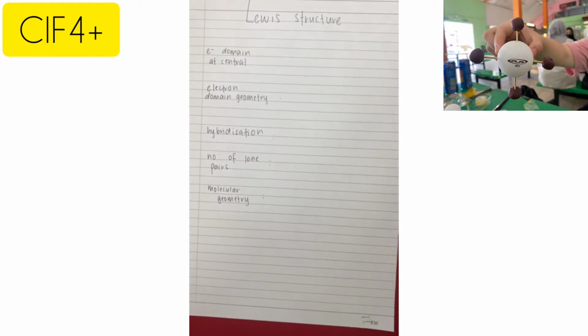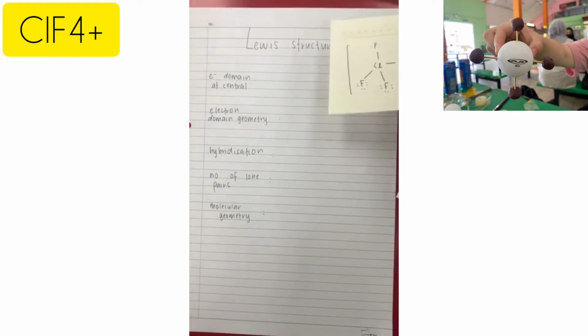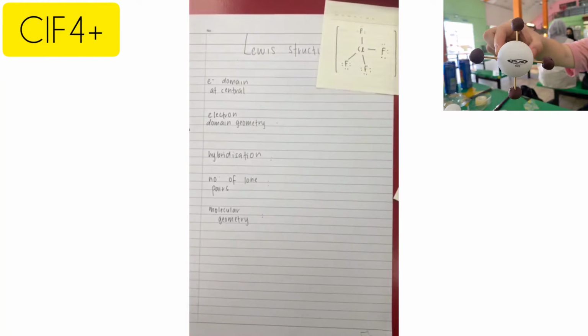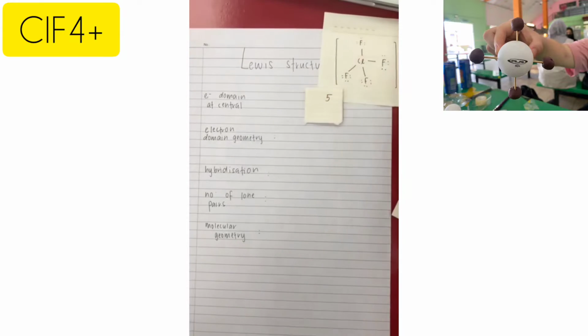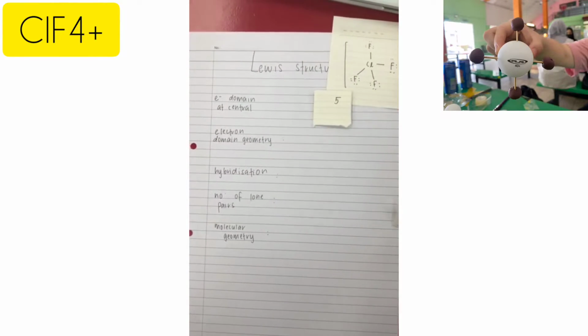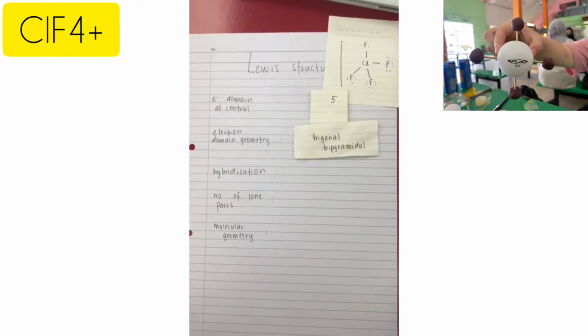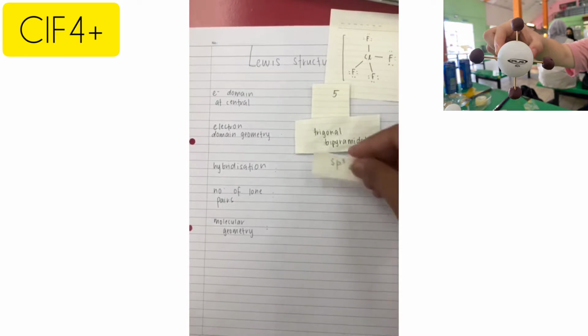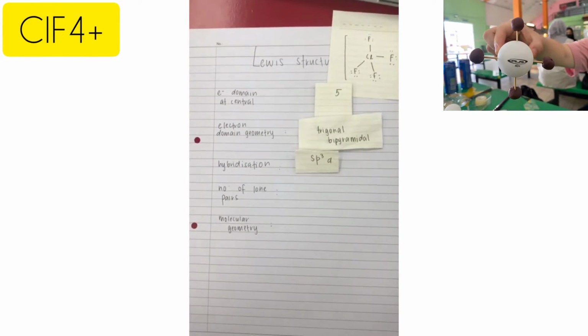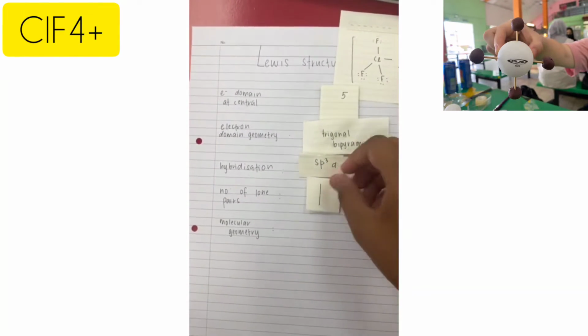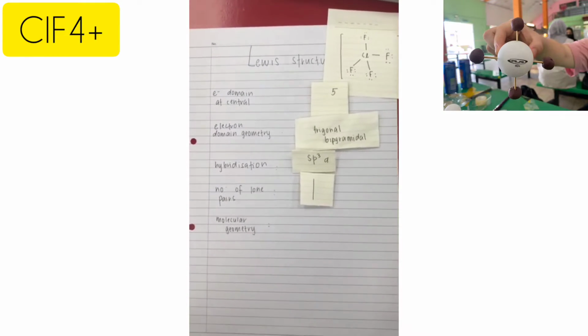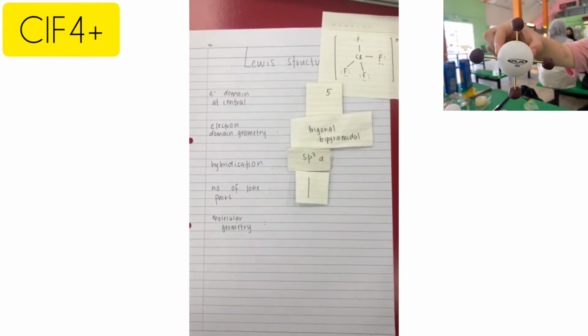So for ClF4 positive, the Lewis structure is, the electron domain at the central atom is, the electron domain geometry is, the hybridization of ClF4 positive is, number of bond pairs, and lastly, the molecular geometry of ClF4 positive is.